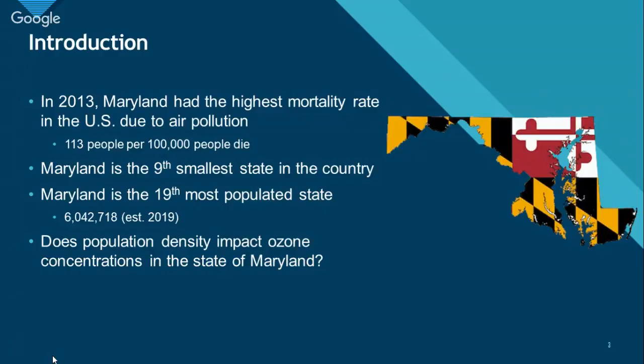So given that Maryland has a high mortality rate due to air pollution, it raised the question for me: does population density impact the concentration of ozone specifically in the state of Maryland? It's important to note that there are definitely other possible sources of air pollution, such as particulates, sulfur dioxide, carbon monoxide, and so on. But for the purpose of this report, we're just focusing on ozone.